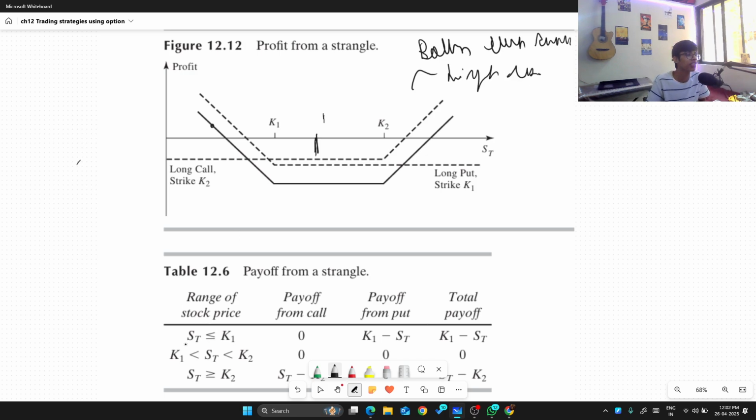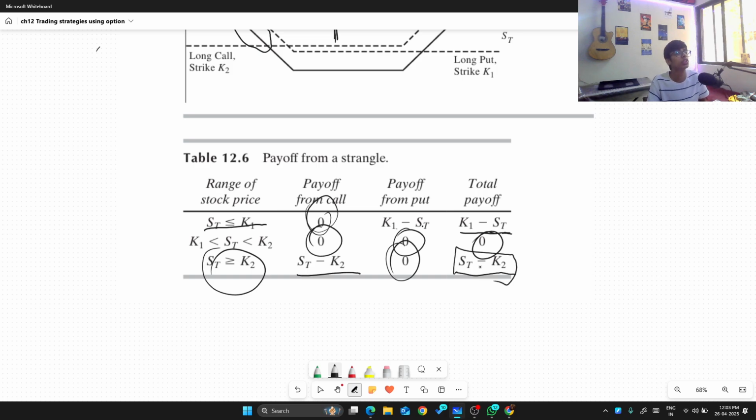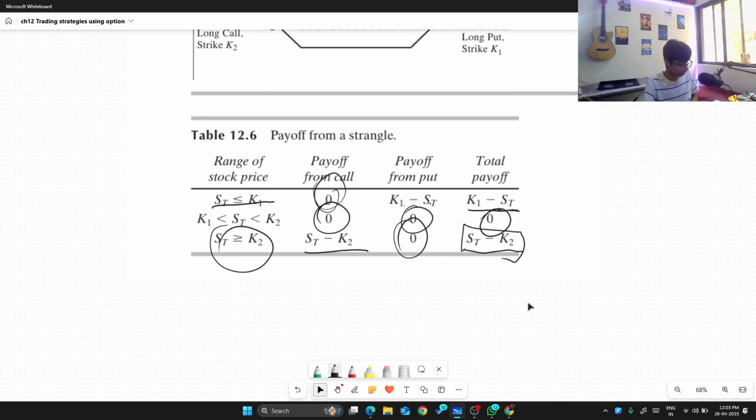The payoff: if ST is lesser than K1, then the payoff of the call would be 0, but the put would be K1 minus ST, so the final value would be this. If ST is between K1 and K2, then 0 from call and 0 from put, and everything is 0. And if it is greater than K2, then the call pays ST minus K2 and the put payoff would be 0, so the total is ST minus K2, right?